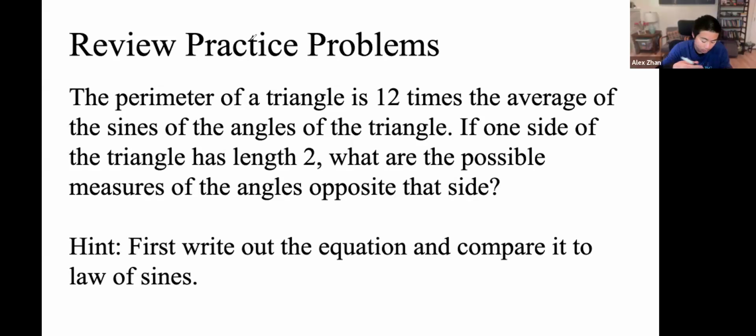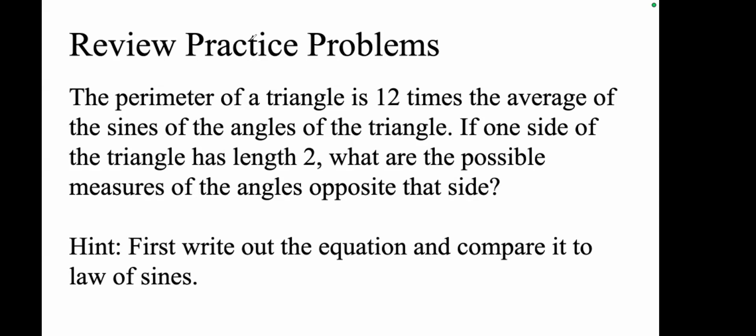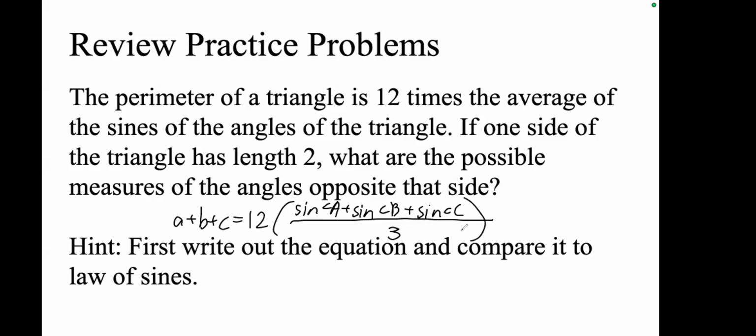Okay. So first, you have to write down the equation. The perimeter is a plus b plus c, and then you have the average of the sines, sine A plus sine B plus sine C divided by 3. And then the problem also states that the perimeter is 12 times this average. So a plus b plus c equals 12 times sine A plus sine B plus sine C divided by 3. And then simplifying the side, you get a plus b plus c equals 4 times parenthesis sine A plus sine B plus sine C.